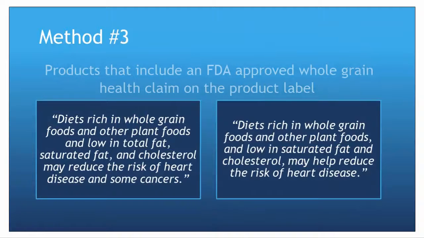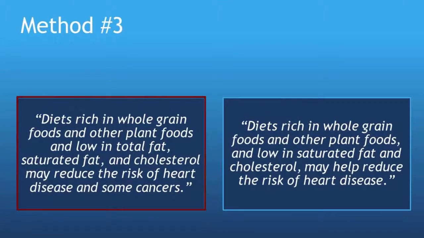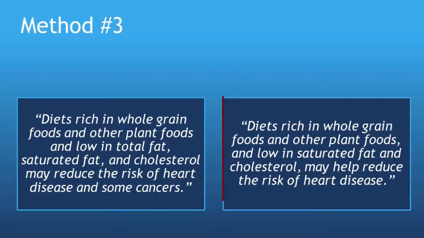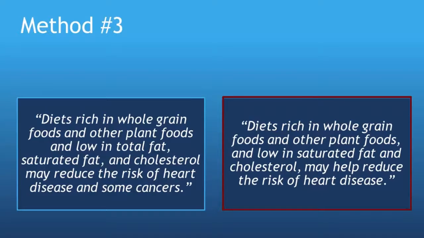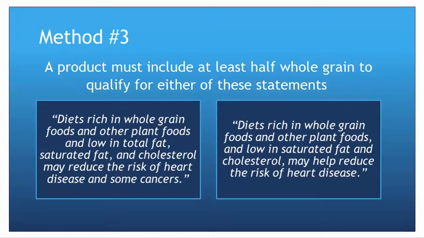Method 3. Products that include an FDA-approved whole grain health claim on the product label may be considered whole grain rich. The FDA whole grain health claims are as follows: diets rich in whole grain foods and other plant foods and low in total fat, saturated fat, and cholesterol may reduce the risk of heart disease and some cancers. Or, diets rich in whole grain foods and other plant foods and low in saturated fat and cholesterol may help reduce the risk of heart disease. A product must include at least half whole grain to qualify for either of these statements.